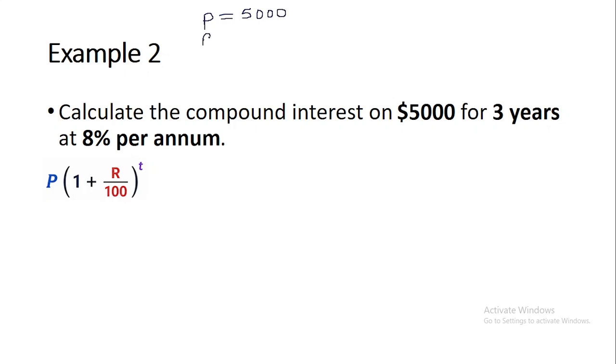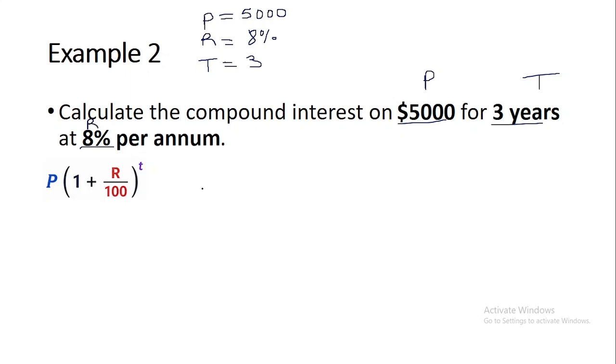Our rate is going to be equal to 8%. So that's 8, and 8% is 8 over 100. And our time is going to be equal to 3 years, since we want to find the interest after 3 years. So principal, time, rate.